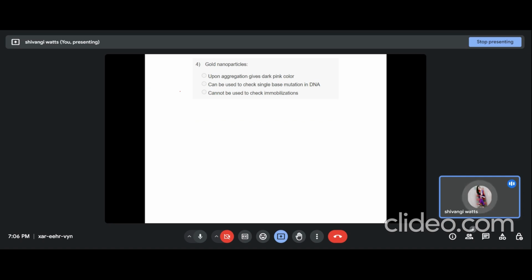So gold nanoparticles. First option is, upon aggregation gives dark pink color. Cannot be used to check single base mutation. Can be used to check single base mutation in DNA. The third option, cannot be used to check immobilizations.